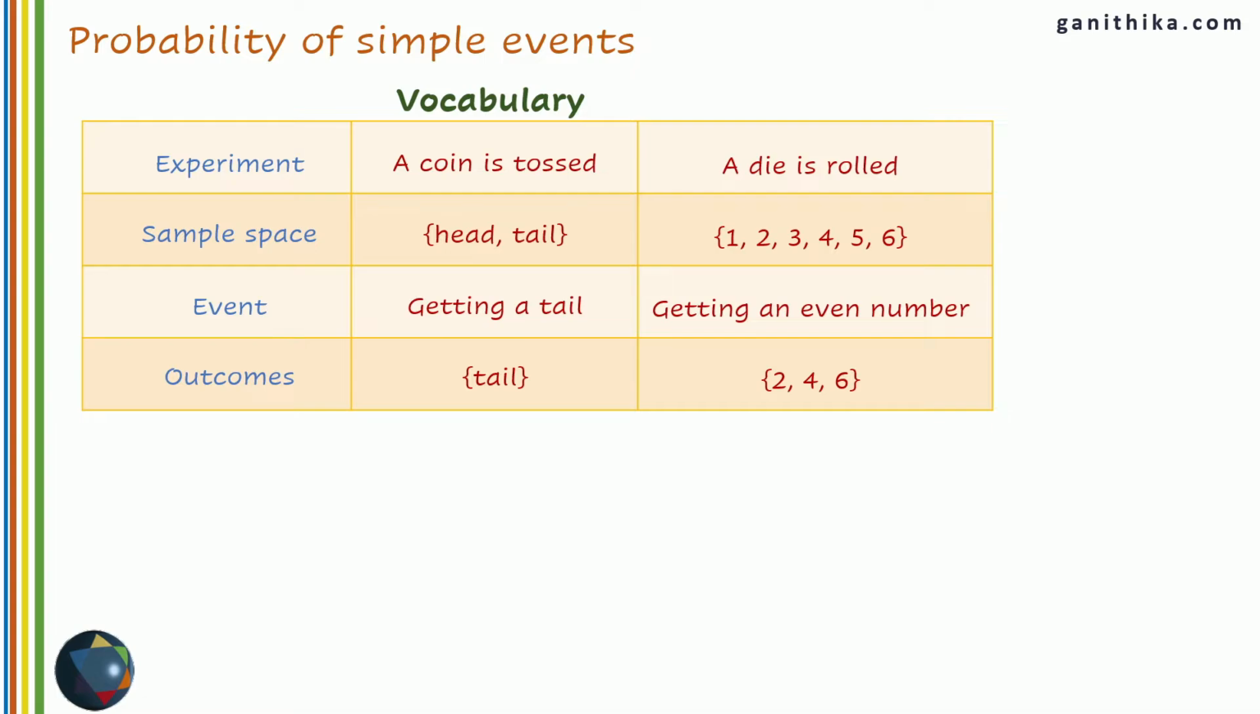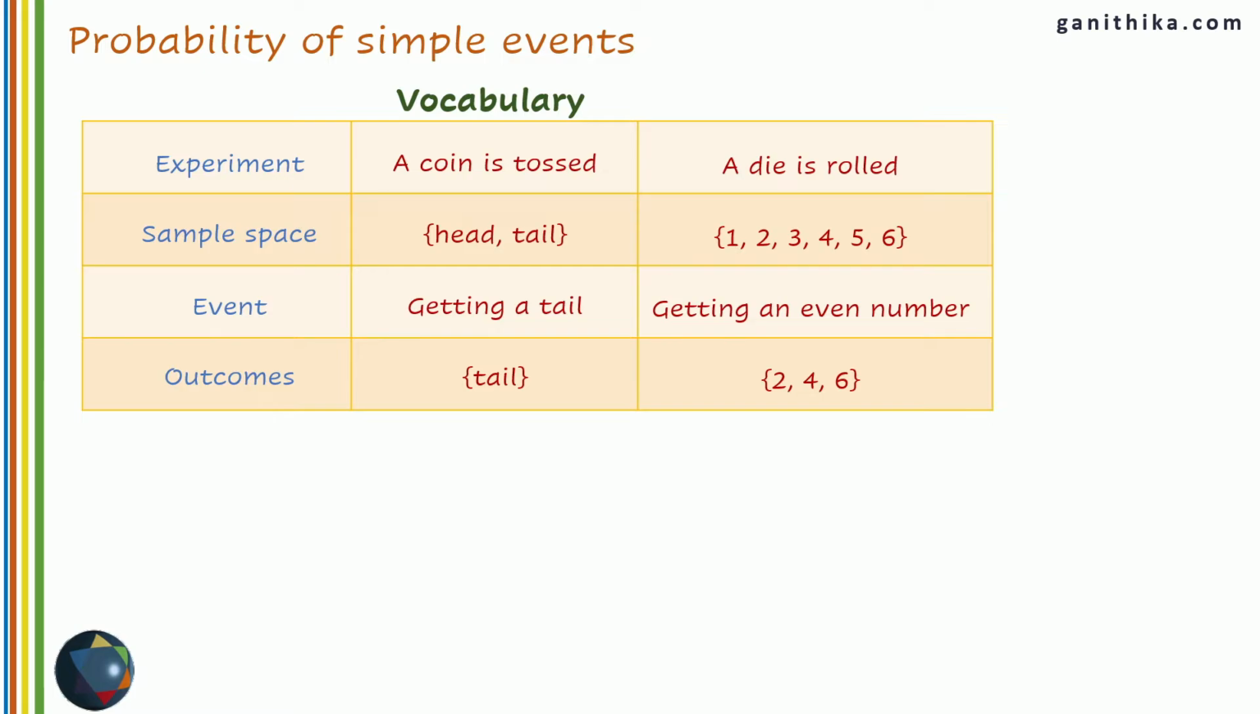For example, I can have another event which is getting an odd number, right? I can also have another event which says getting numbers less than 4. This is another event. So there are many possible events under rolling a die, but I'm choosing one event called getting an even number. For that, the outcomes are 2 and 4 and 6. If I put them in the set, then it is the set of outcomes. So these are the 4 important words that you need to know for finding probability of simple events.